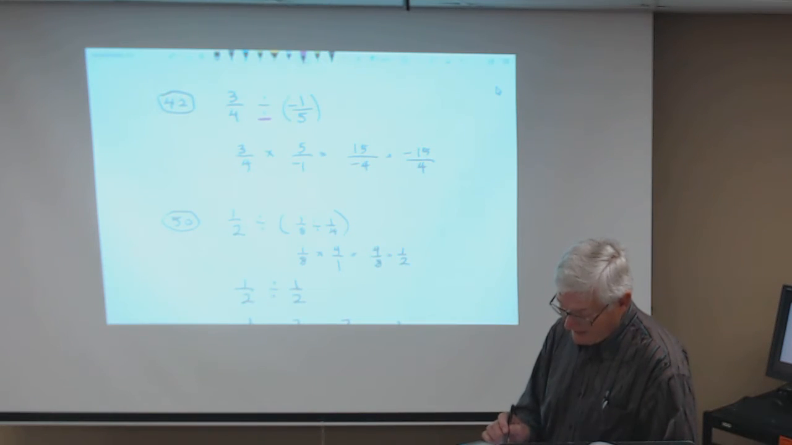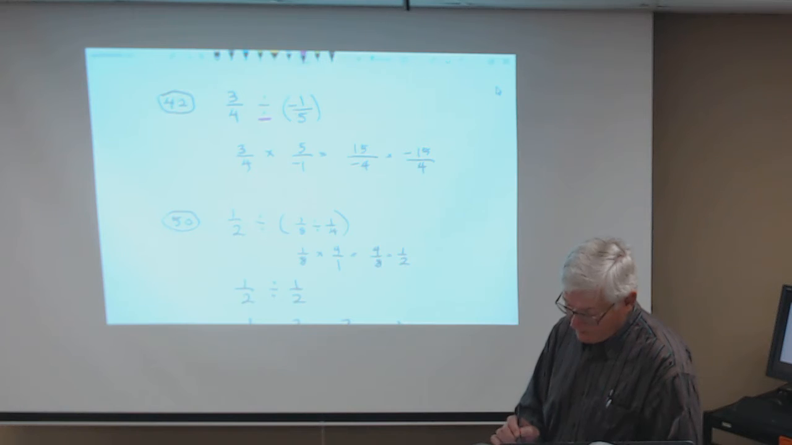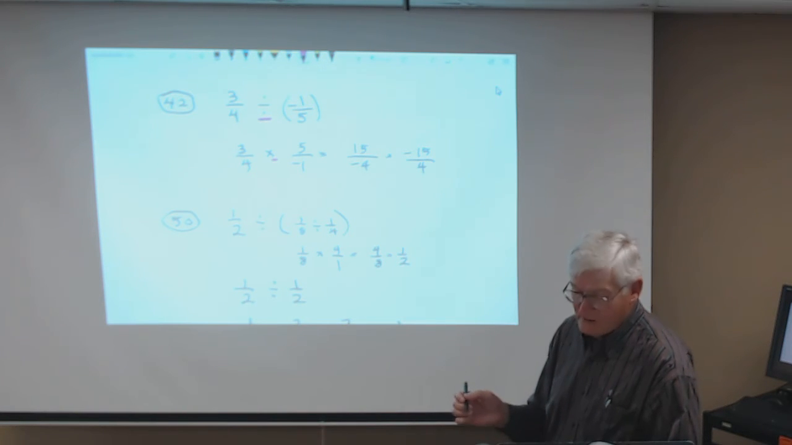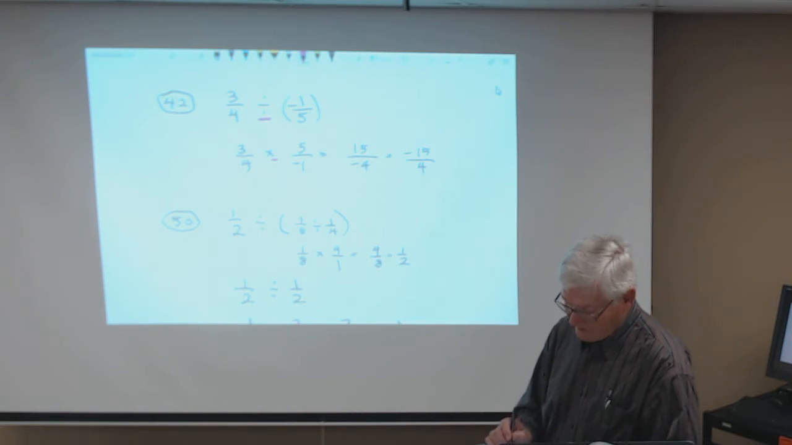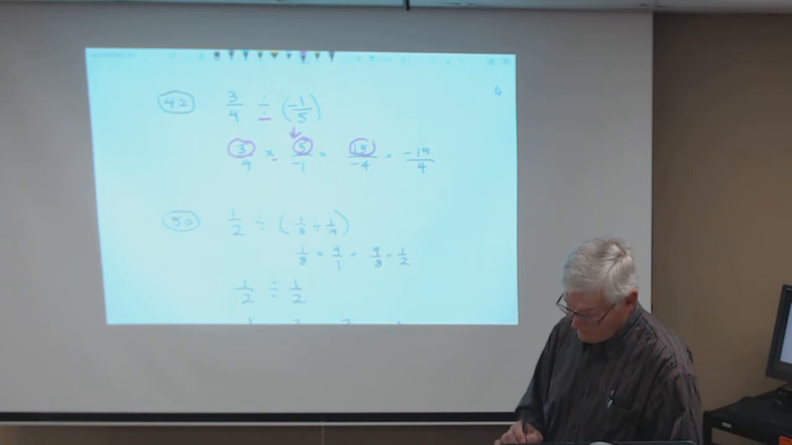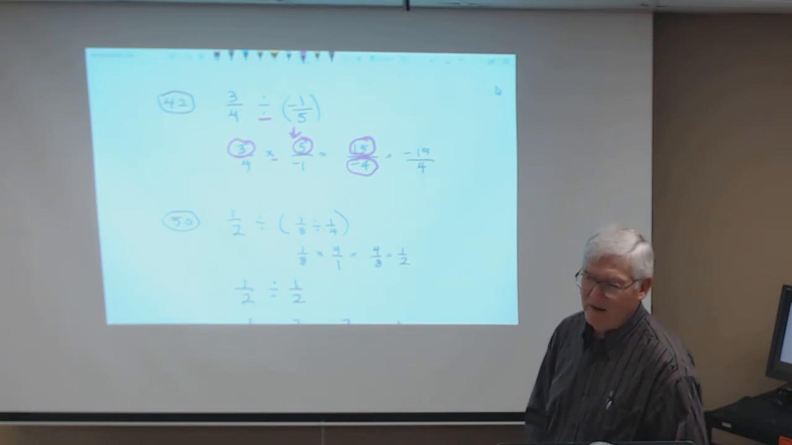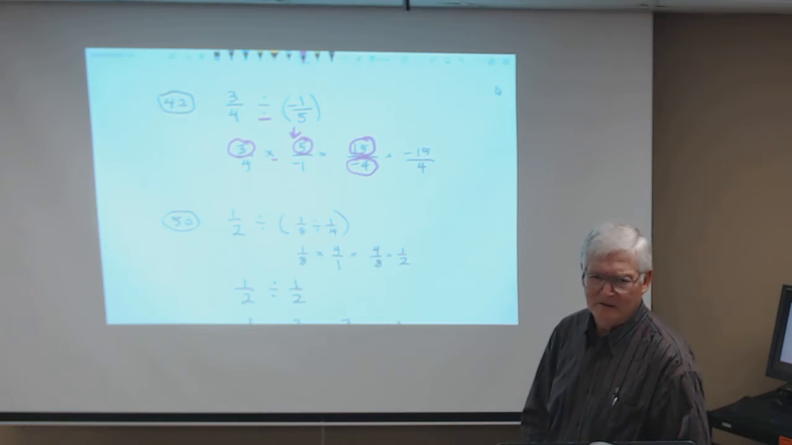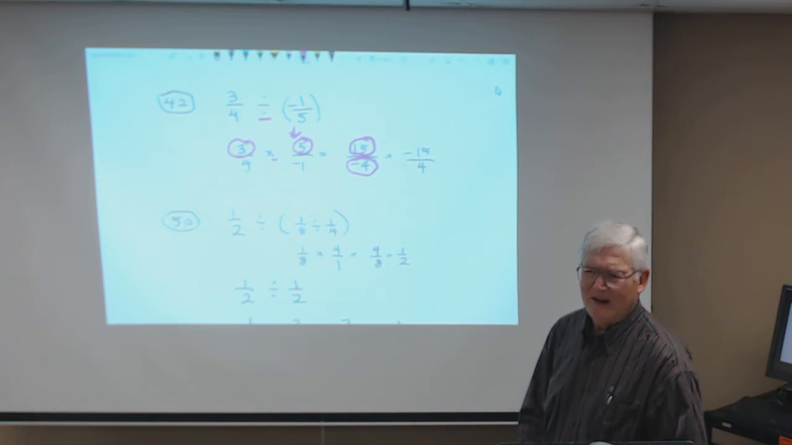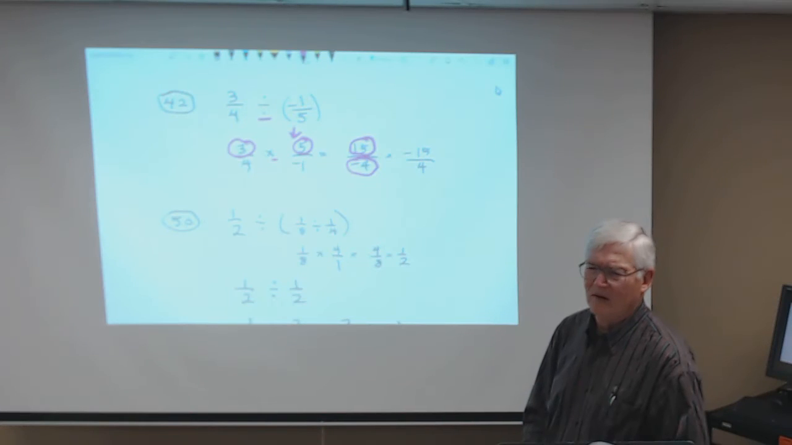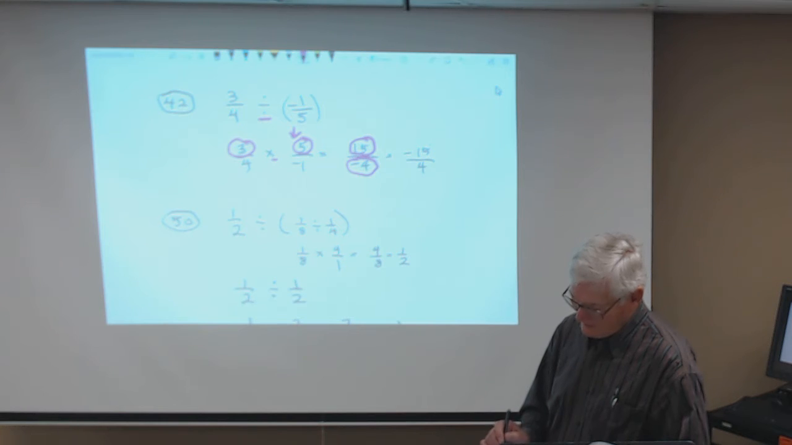3/4 divided by -1/5 is 3/4 times 5 over -1. See how you invert that? Then you have 3 times 5, which is 15, over 4 times -1, which is -4. Except when a mathematician sees 15 over -4, it hurts. It's like wearing your shirt wrong side out or something. Isn't this much prettier?